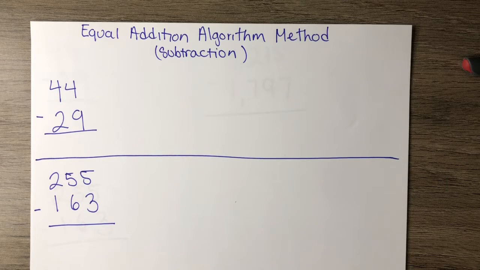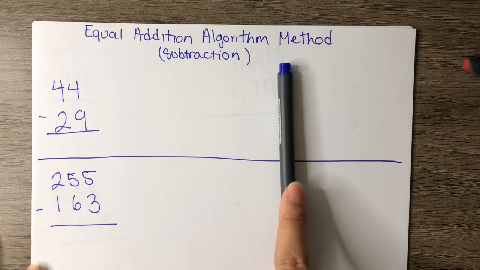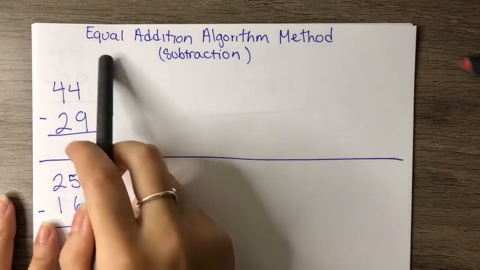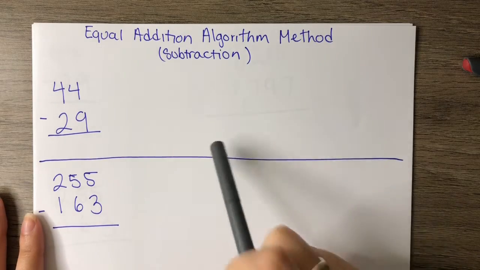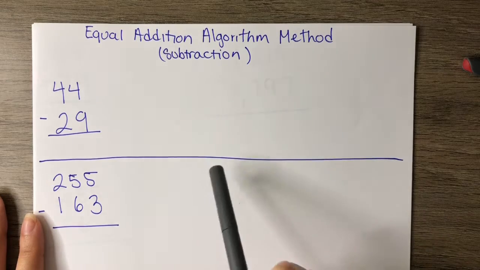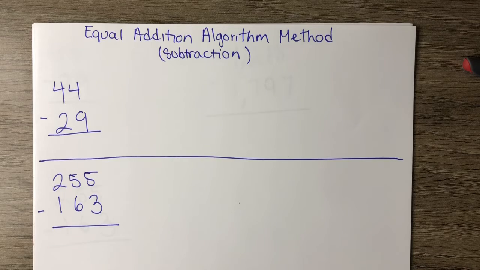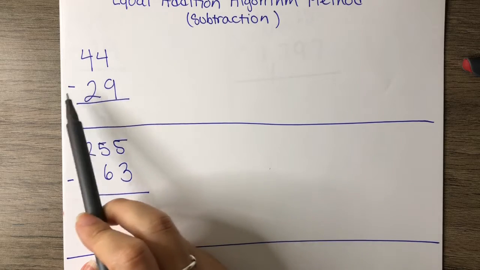Hello once again. Today we are going to learn about the equal addition algorithm method, and we're going to use this method for our subtraction problems. I know that subtraction can sometimes be very difficult, especially with big numbers. I know this name sounds scary, but I promise you that this method is only to help you in your subtraction problems. So first, we're going to do this problem right here, 44 minus 29.